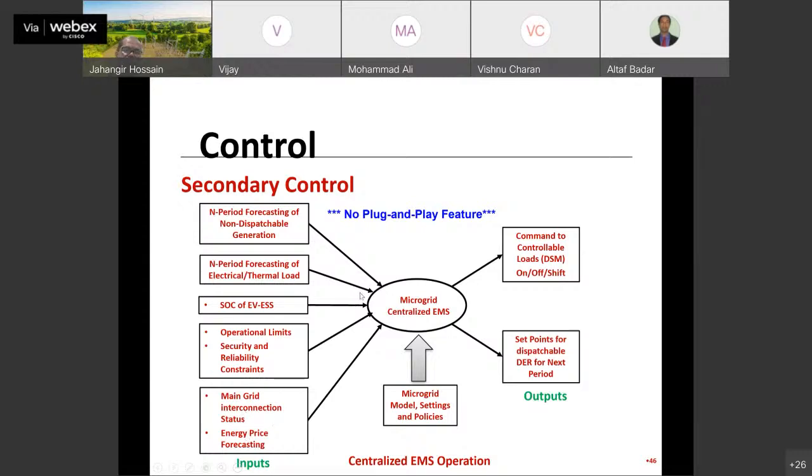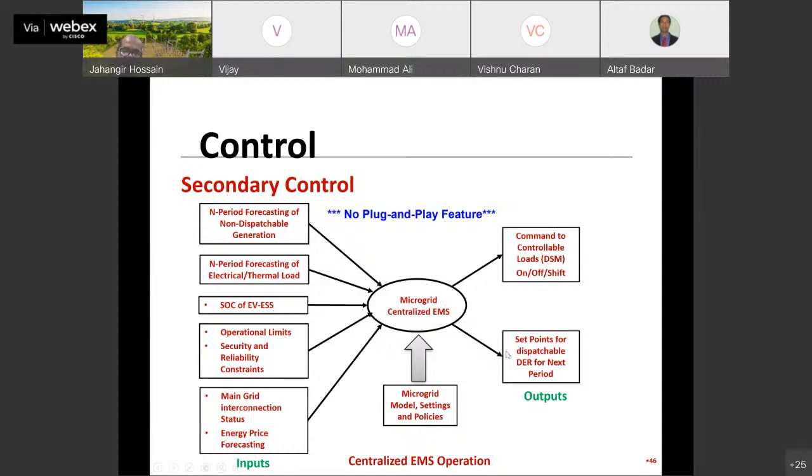So all of them can be inputs, and then definitely we will have some microgrid model settings and all those things. Then here you will process your microgrid, and if you would like to manage energy, you could send commands to the load for demand side management, on, off, or shifting the load, and other things you can also do.